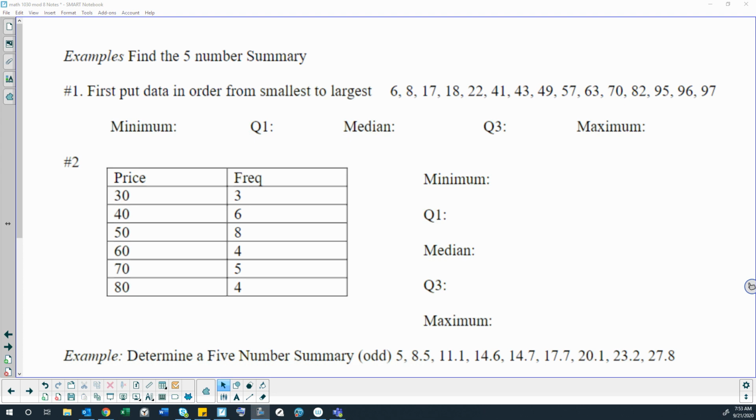Right, we are doing the examples on page 5 of our describing data notes, which says module 8, but really this is our second module in this class. So I've got all these data values in order. Our minimum is the smallest number in our list. So that would be 6.